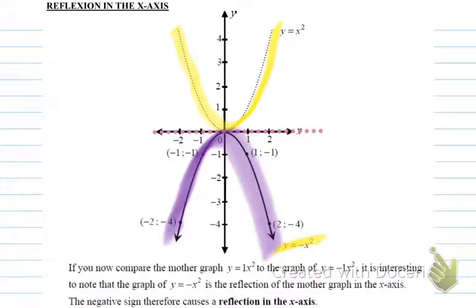So when I put a negative in front of the graph, I have a reflection in the x-axis. We can remember that for all of the graphs. Say for instance I have y is equal to 2x squared. If I want to reflect that in the x-axis, I will get y is equal to negative 2x squared. So those will be reflections of one another in the x-axis.